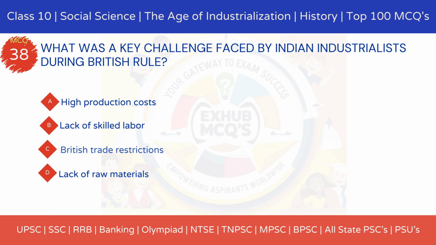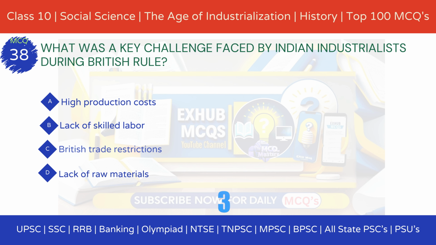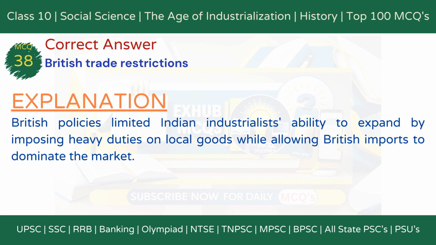MCQ 38. What was a key challenge faced by Indian industrialists during British rule? Option A. High production costs. Option B. Lack of skilled labor. Option C. British trade restrictions. Option D. Lack of raw materials. The correct answer is option C, British trade restrictions. Explanation: British policies limited Indian industrialists' ability to expand by imposing heavy duties on local goods while allowing British imports to dominate the market.